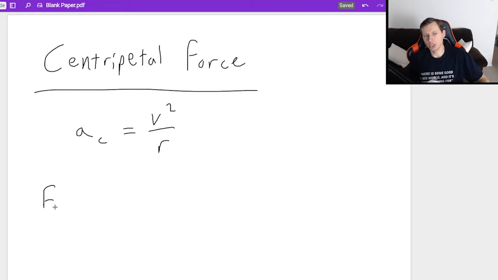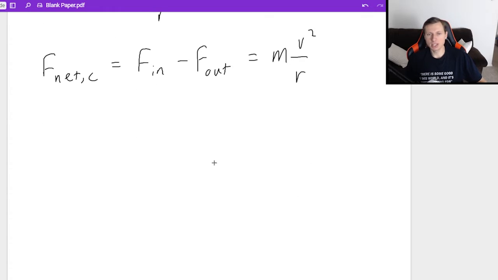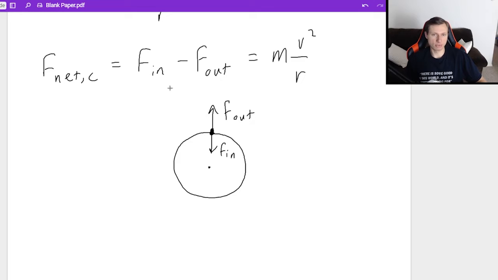We have the equation F net, comma c, the net centripetal force, which is equal to all the forces pointing in towards the center of your circle minus the forces pointing out, and that's equal to mv squared over r. So basically, if you have some circular motion like this, and you're looking at this point here at the top, you have a force pointing in at the bottom, you have a force pointing out at the top, you literally set up the equation like this: force in minus force out equals mv squared over r. So that's the setup.